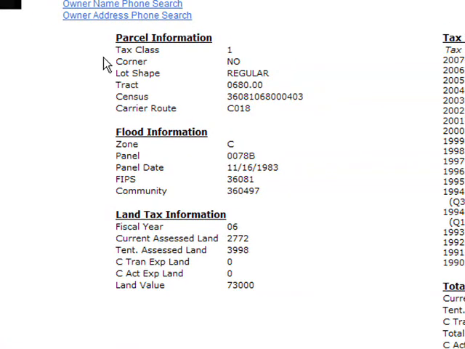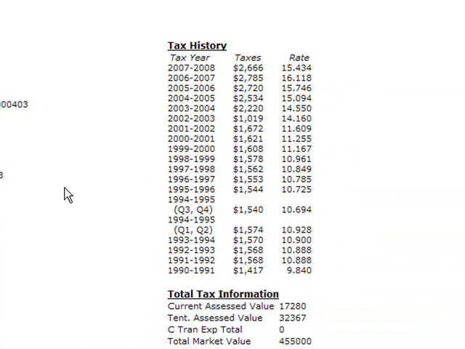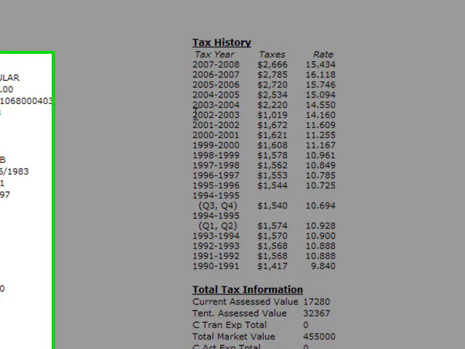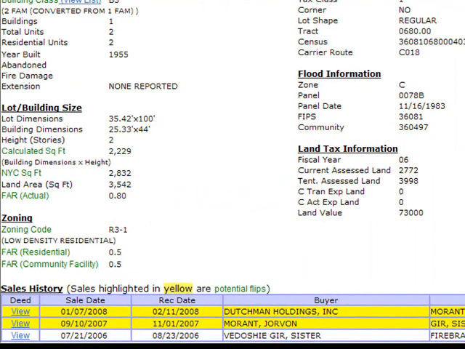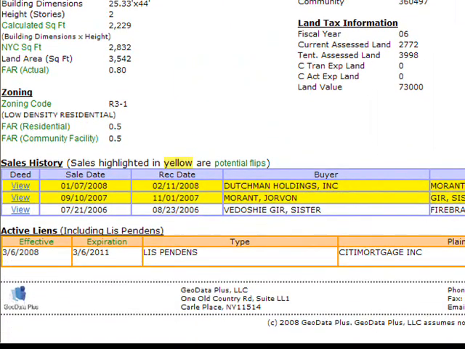In the next column, we have parcel information, including tax class, corner, lot shape, and census tract, flood zone, and we have the tax history of the property from 1990 to present year. Next, we have the sales history on the property.